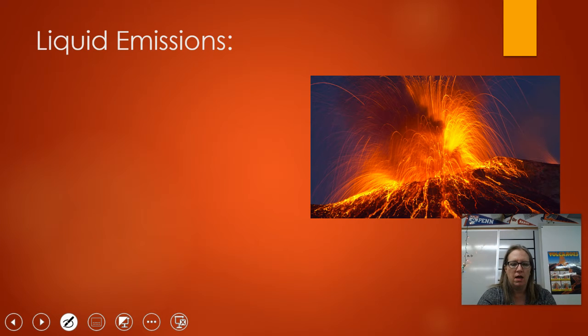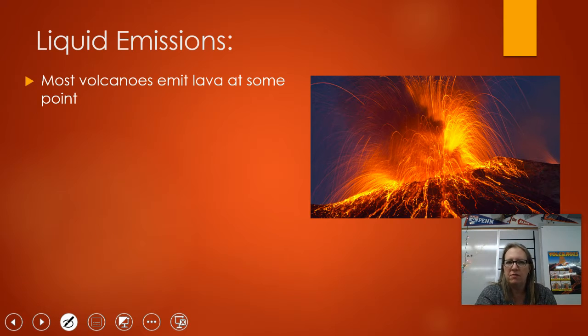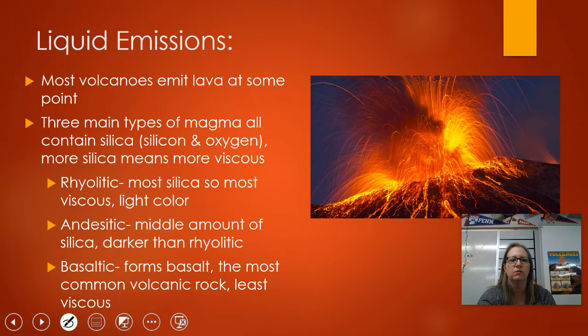All right, so volcanoes could put out liquid. So liquid emissions is the lava that comes out. Most of the volcanoes emit lava at some point. There's different types of eruptions. There's solid eruptions we'll talk about in a minute, but most volcanoes at some point will actually spew out lava, okay? There's three main types of magma that we're going to talk about. Remember, it becomes lava when it comes out to the surface.